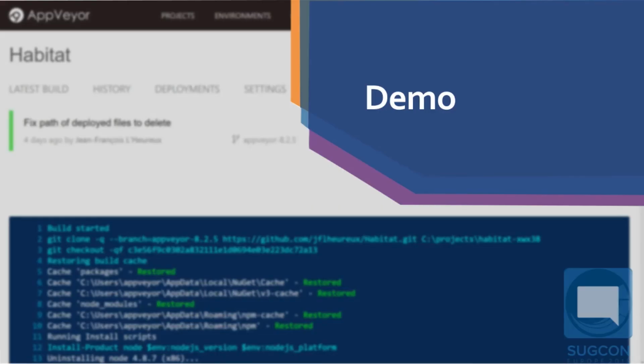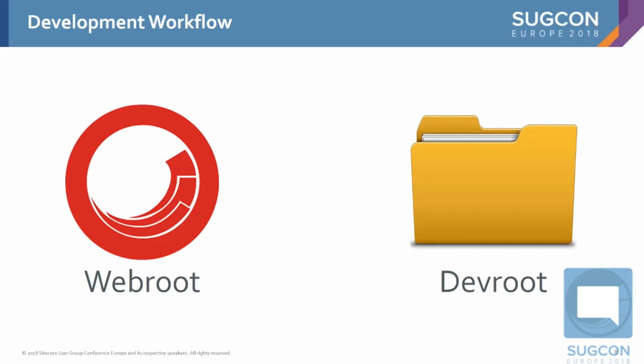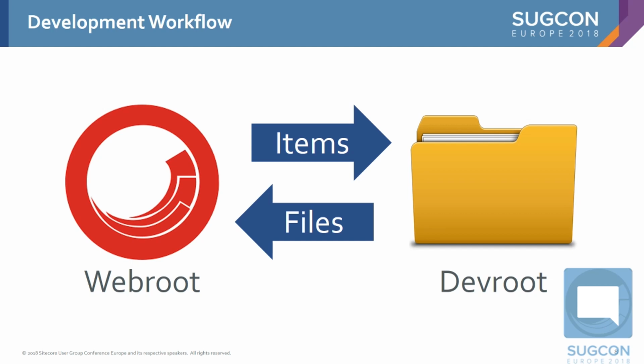Before going further, I will start a demo, and then we will talk about AppVeyor later while the build is going on. My setup is like this on my computer right now. I have my Habitat files in my dev root, and I have my Sitecore instance separately in my web root. When I change one file in my dev root, I have gulp scripts that listen to the changes and send the files to my web root automatically. And when I change an item in my web root, I have Unicorn that sends the serialized items to my dev root. Very simple. So I will go ahead and do a modification in my application.